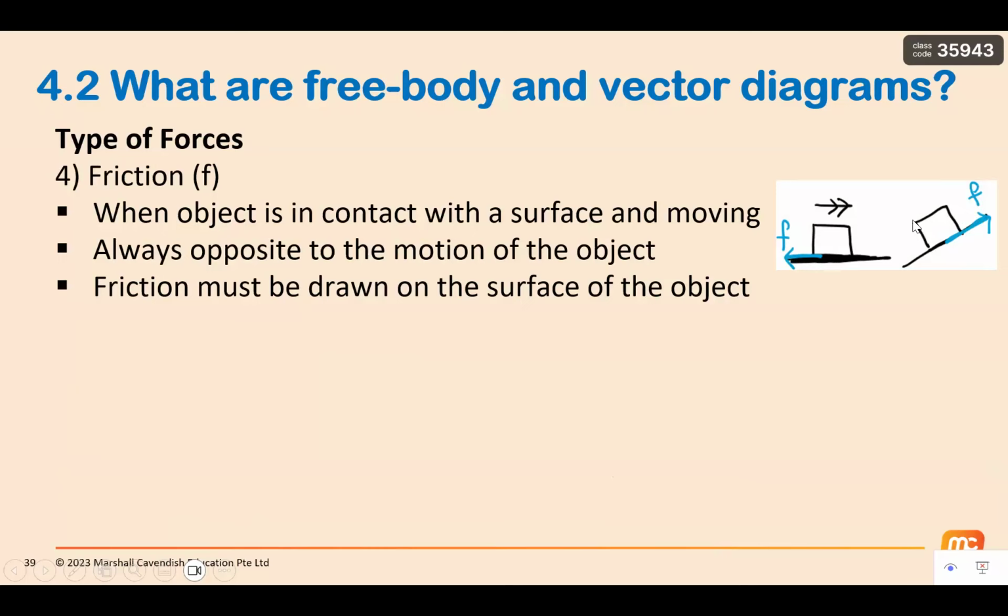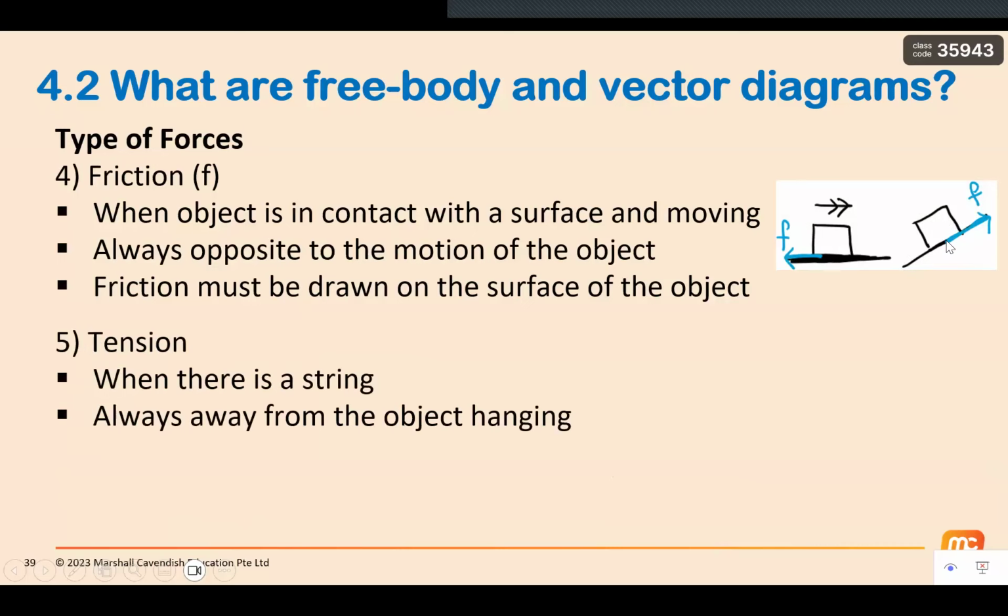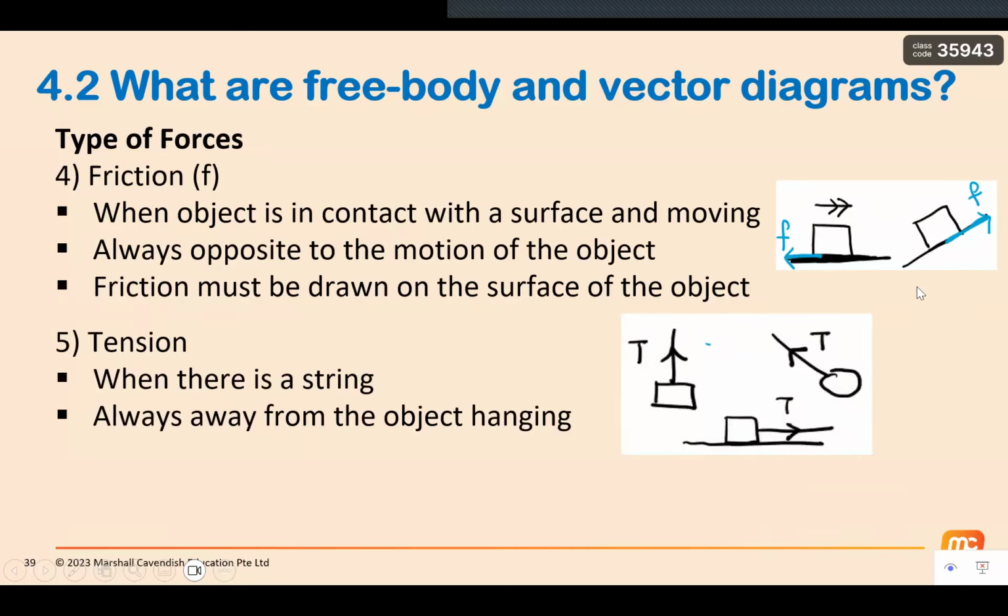Another example, I have a box sliding down the slope. The movement of the box is sliding down, the friction will be opposing it, so the friction will be upwards along the surface. Next we have tension. Tension is present whenever there is a string, and we always take it as tension is always pointing away from the object. For example, a string holding this box, or a string pulling this box, the tension is always away from the object.